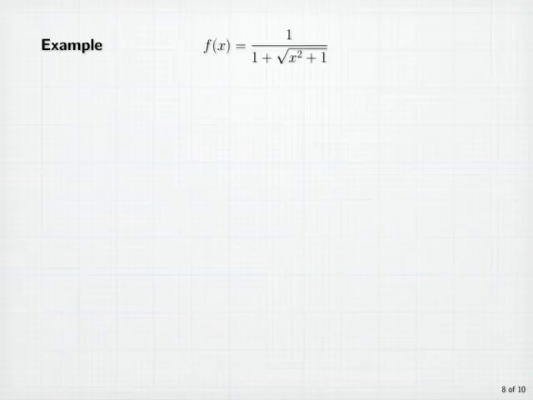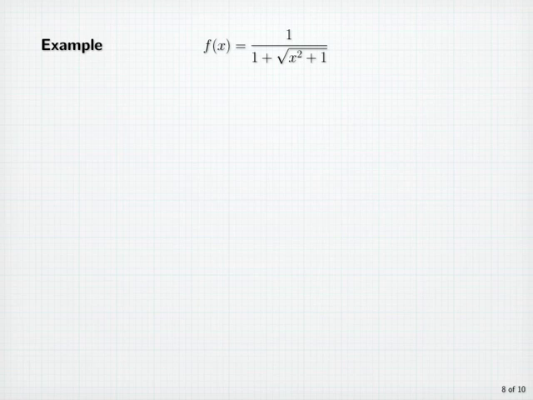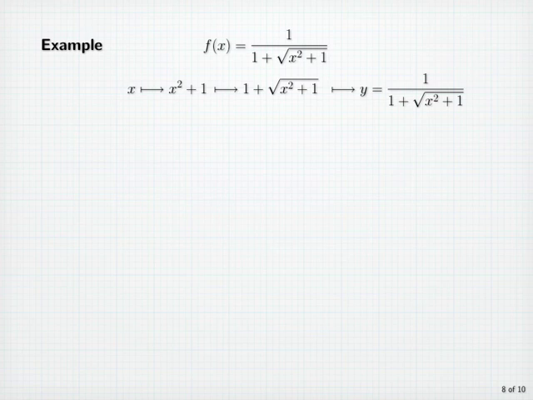Example. Let's consider the same function as in a previous example, f of x equals 1 over 1 plus the square root of x squared plus 1. Now, consider the sequence of steps that's involved in calculating the value of this function. Given an x, we would first calculate x squared plus 1, then substitute that into 1 plus the square root, and then finally calculate y equal to 1 over the previous value, 1 plus the square root of x squared plus 1.